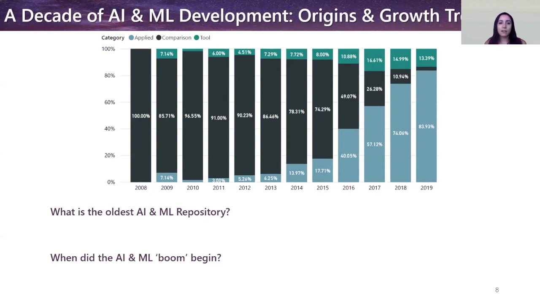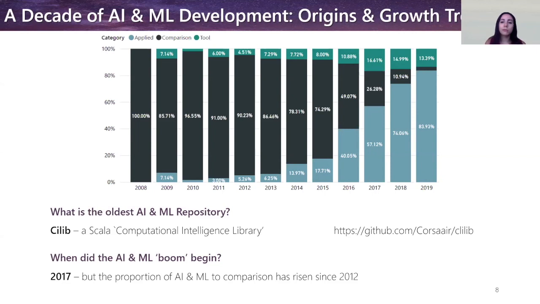So as you can see from the figure, the darkest color is the comparison set, the greenish color is tools, and the bluish color is applied. The first AI and ML repositories were created in 2009, the oldest being CI-lib, which is a computational intelligence library written in Scala. The boom, by which I mean when more AI and ML repositories were being created than comparison projects, was in 2017. But the proportion has been increasing since 2012. So essentially we have 10 years of AI and ML development.